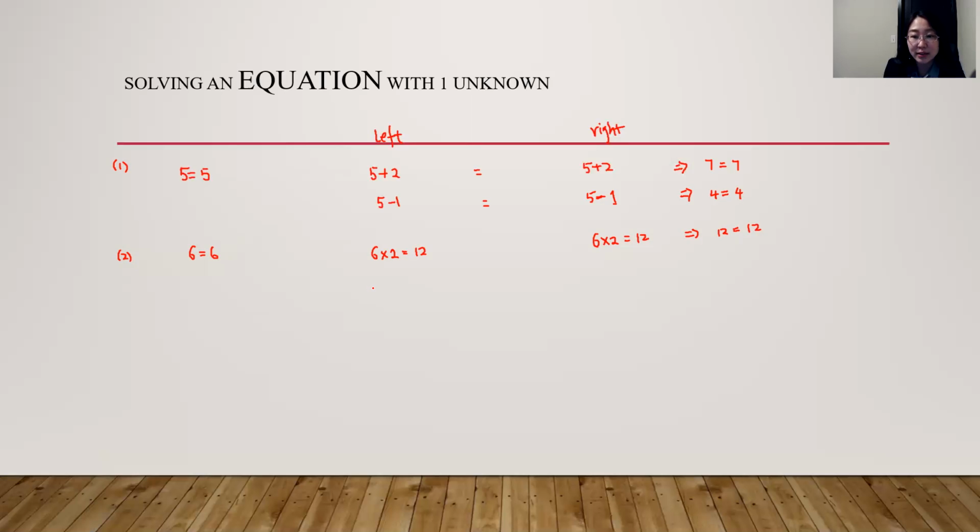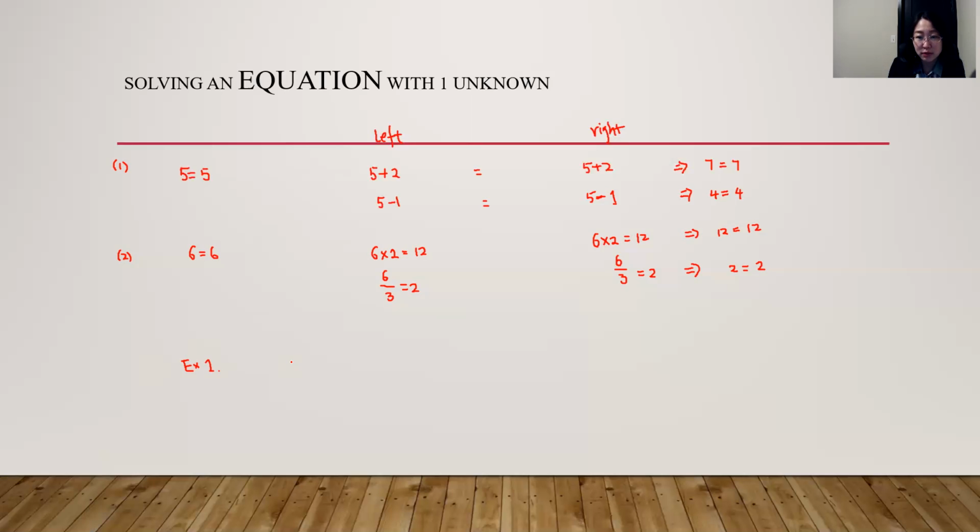If we divide both sides of the equation by 3, the left-hand side is 6 divided by 3, which equals 2. The right-hand side is 6 divided by 3, which equals 2. So the new equation is 2 equals 2. As long as you know these two principles, you are able to solve an equation with one unknown variable.